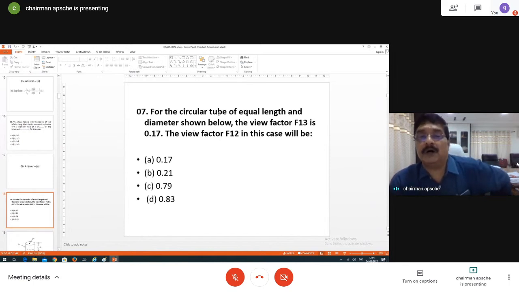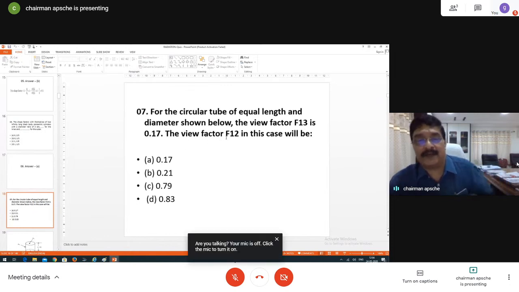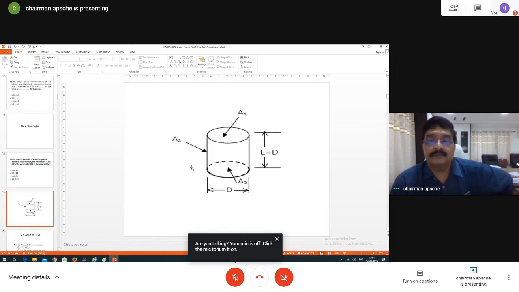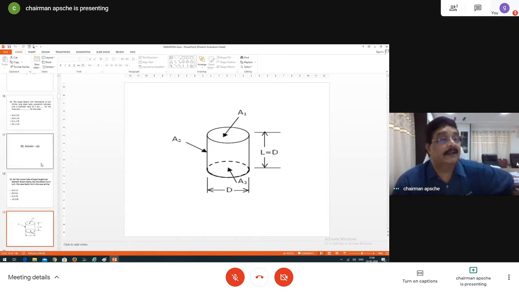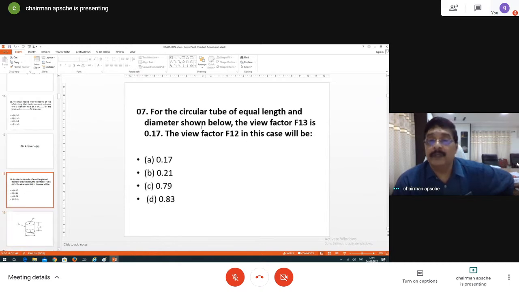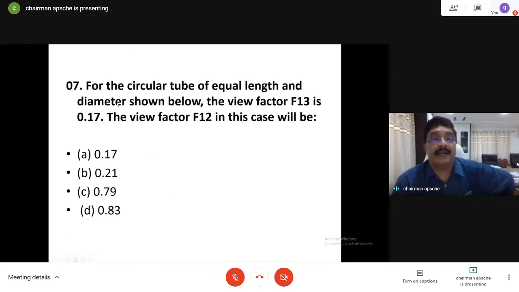Circular tube of equal length and diameter shown below. The view factor F1 to 3 is 0.17. The view factor F1 to 2 in this case will be... the plate, the base is A1, another base is A3, the surface is A2. So what is he asking? For a circular tube of equal length and diameter shown below, the view factor F1 to 3 is 0.17. The view factor 1 to 2 in this case will be?